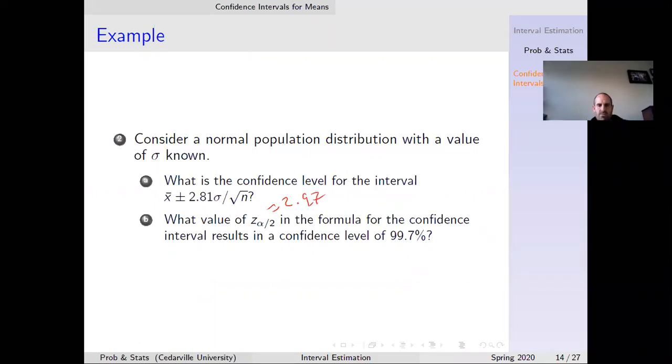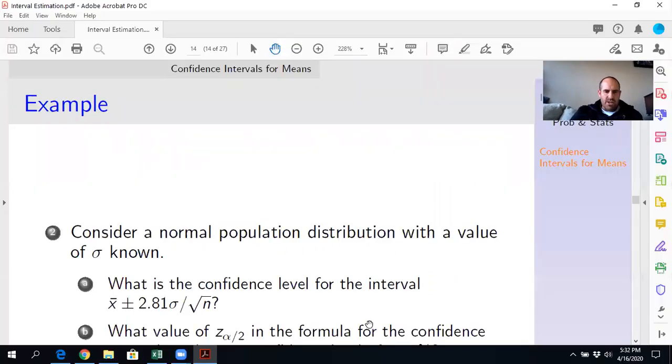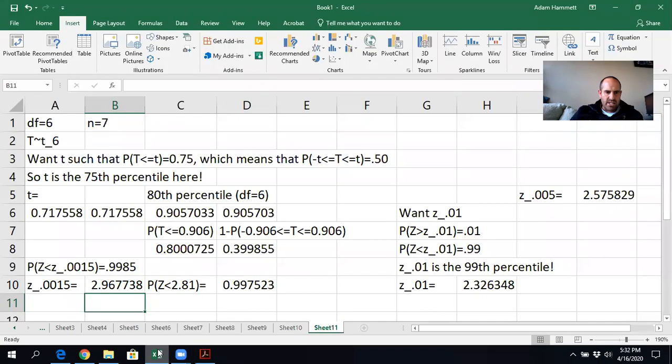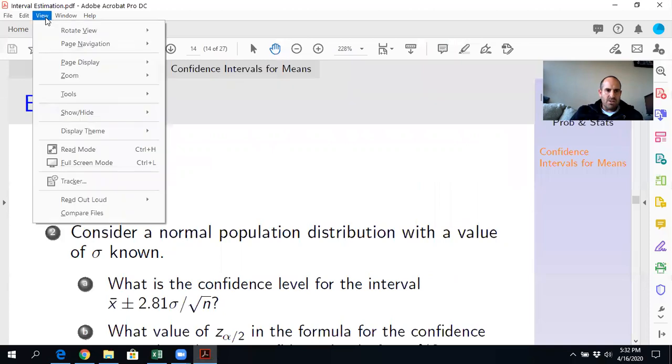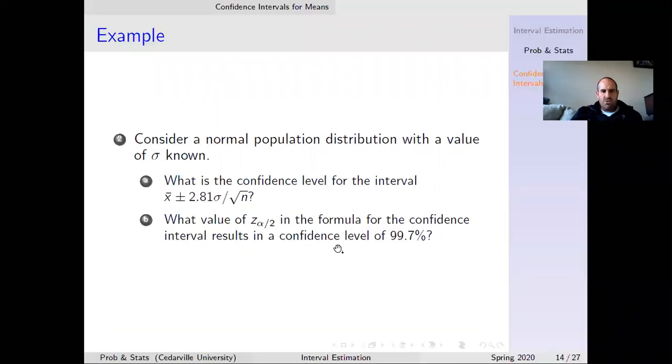Okay, so that's interesting. Enough about that. Let me go over here real quick. I just want to make sure of something. 2.97, yes. Yes, thank you. Okay, moving on.